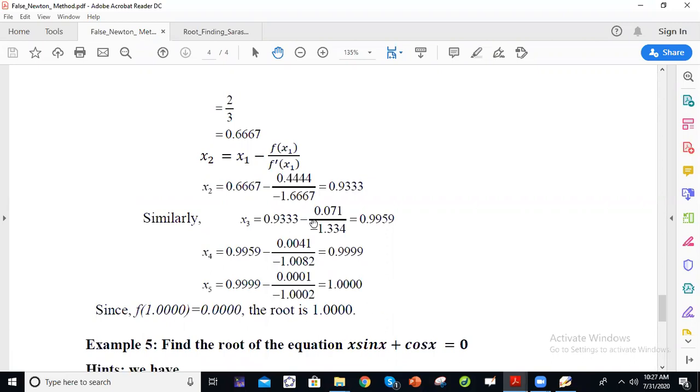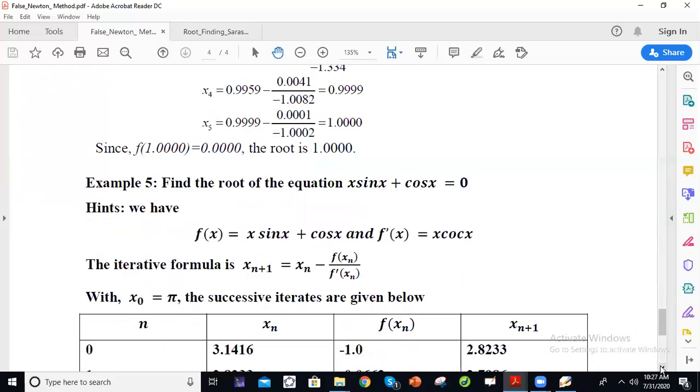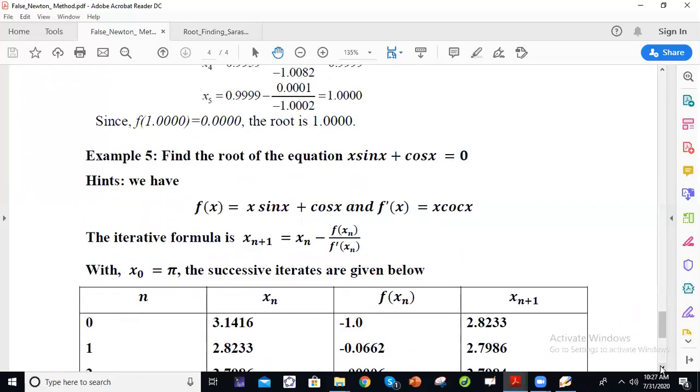See everyone. Okay, next question number 5. We will just discuss it. Find the root of the equation x times sin x plus cos x equals 0. Okay, we have the function, its derivative is x cos x.